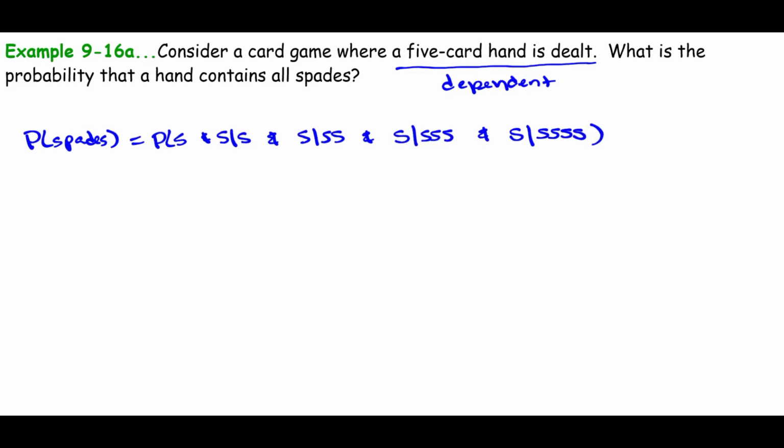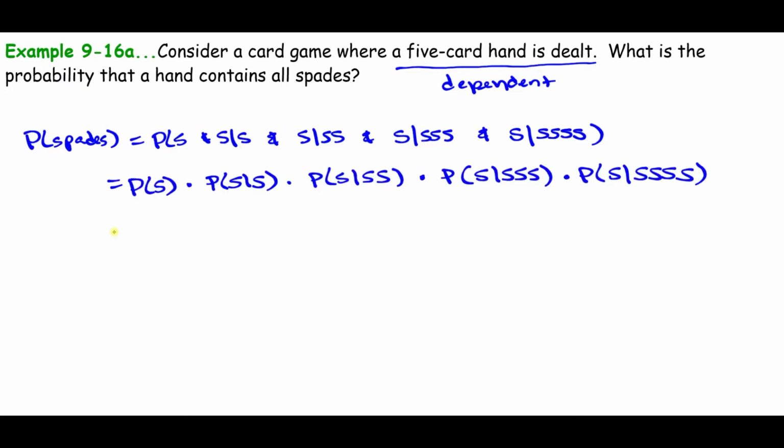So each time my probability is going to change. So remember, "and" tells me I'm going to multiply. So we're just going to multiply all of these together. The probability the first card's a spade, and then the second one's a spade given the first one was, and the third one given that the first 2 were spades, times the probability that the fourth one's a spade given the first 3 were spades, times the probability the fifth one is a spade given the first 4 were spades. So the probability the first card is a spade is 13 out of 52.